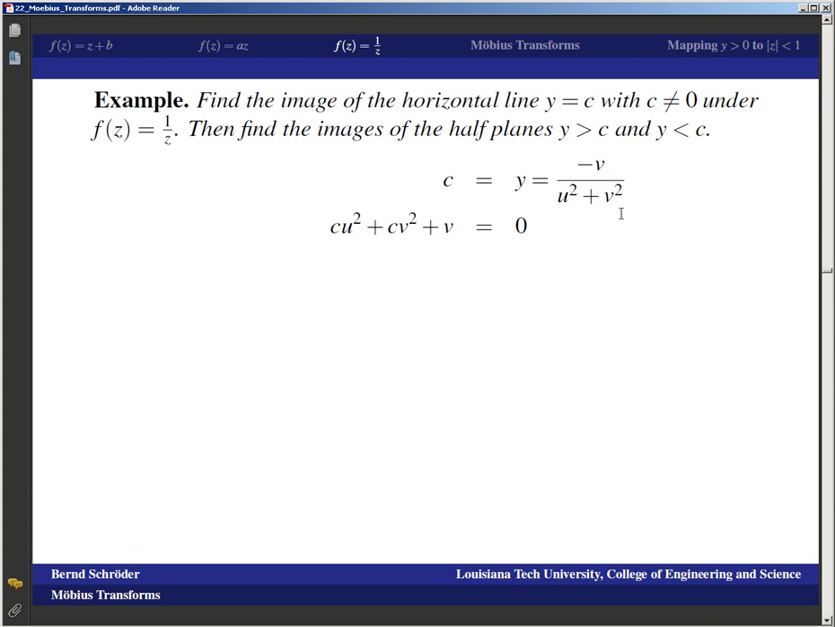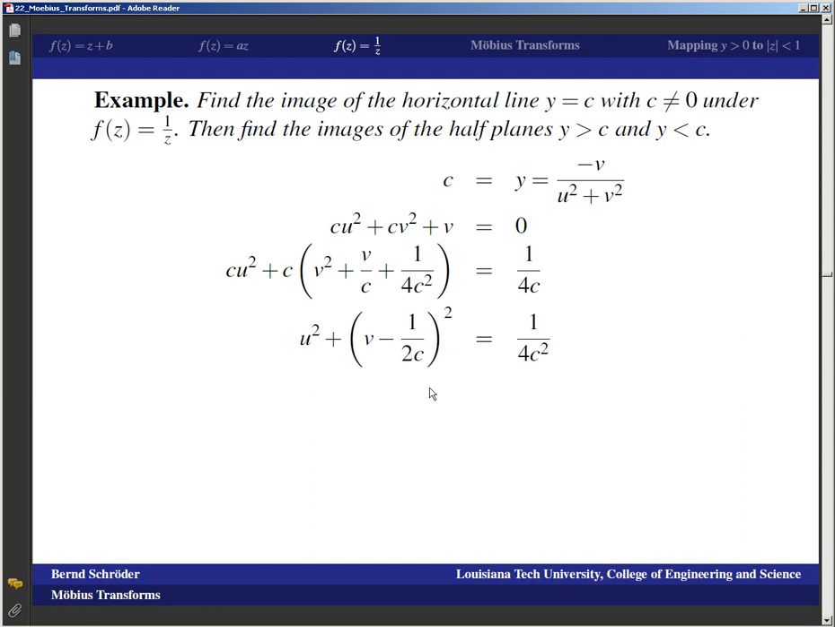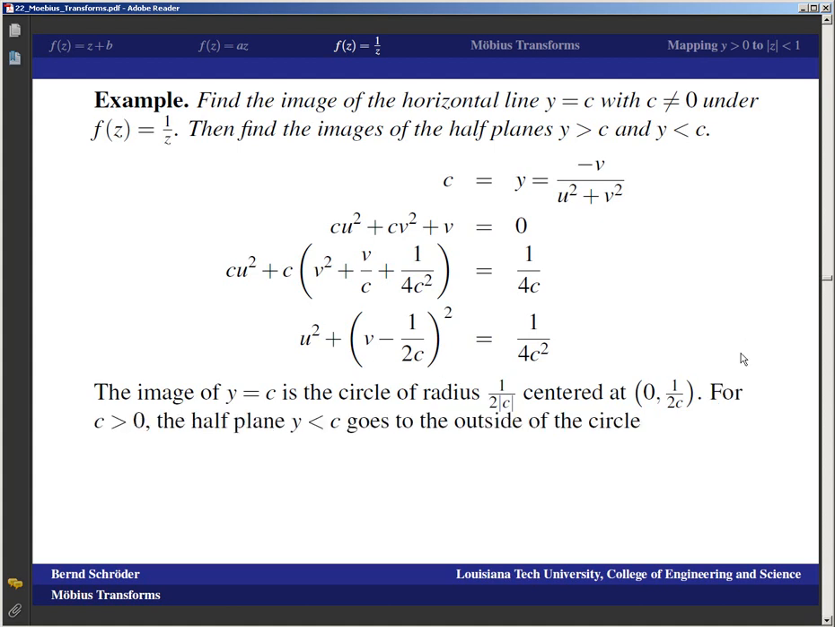Same computation as before. We bring everything to the left, we complete the square, and ultimately end up with the fact that the image of the line y equals c is a circle of radius 1 over 2c in absolute value this time, right? Because we don't know if c is greater than 0 or smaller than 0. And it's centered at 0, 1 over 2c, coming straight from the equation of the circle.